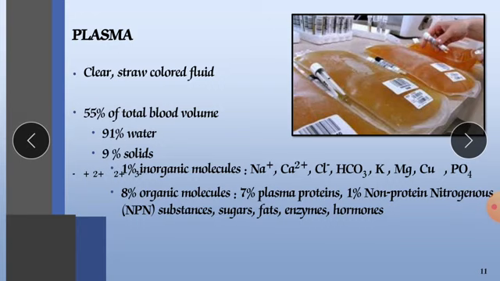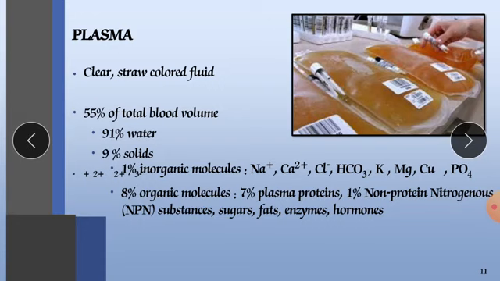The plasma proteins are about 7% of the total volume, and the other solids are almost 9%, of which 1% is inorganic solids. For example, sodium ions, calcium ions, chloride ions, bicarbonate ions, potassium, magnesium, copper, and phosphates. These are the various electrolytes which help maintain osmotic pressure and have essential roles in cell functions.